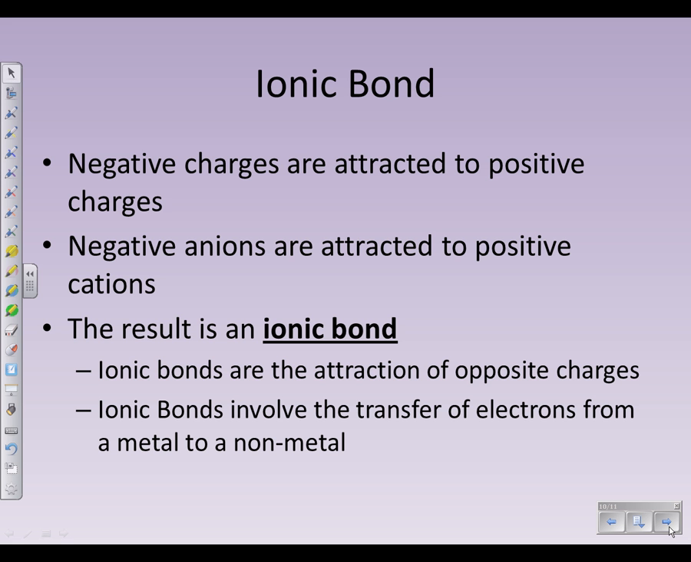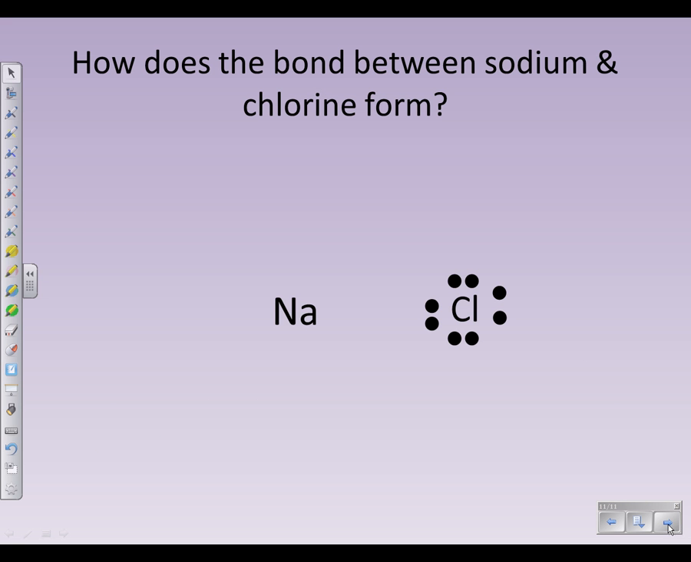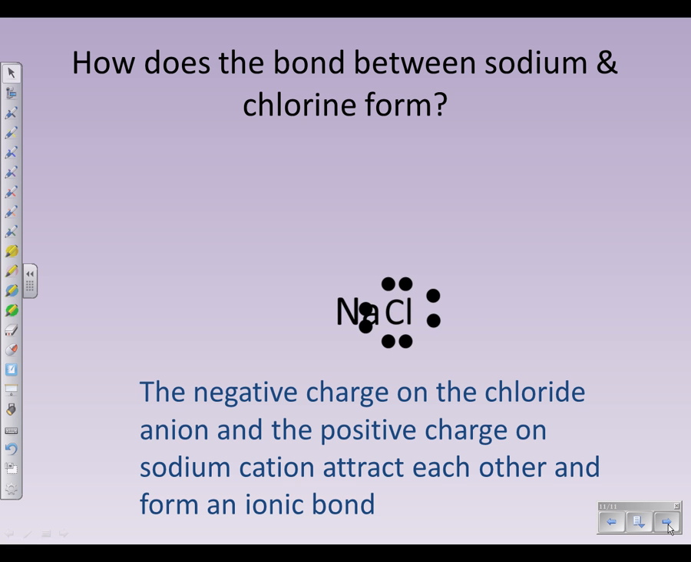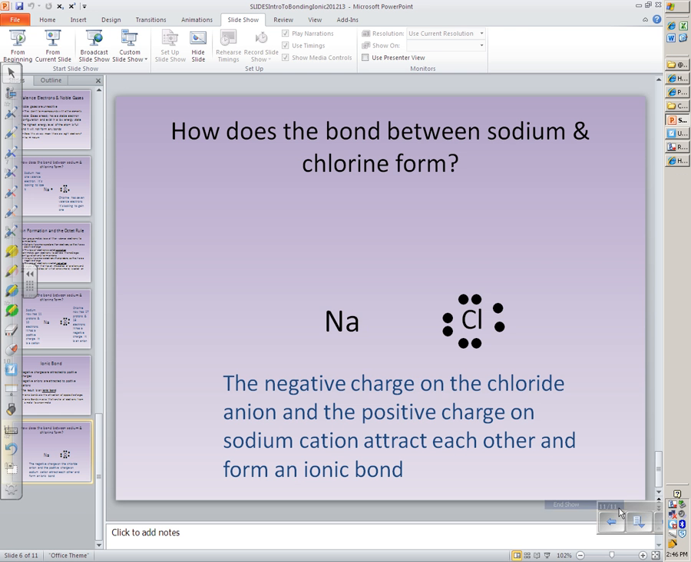All right. So just to wrap this up, the negative charge on the chloride anion and the positive charge on the sodium cation attract each other and form an ionic bond. All right, we good there? Okay. Hold on one second. You're not done yet.